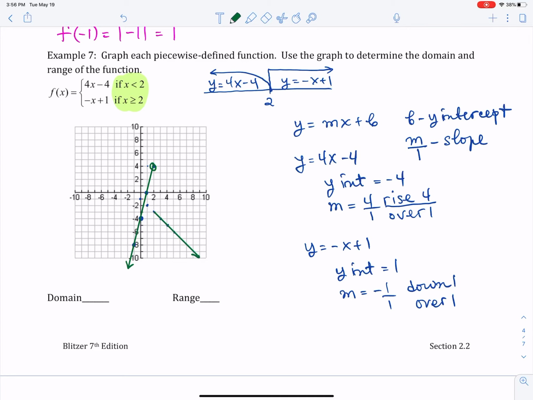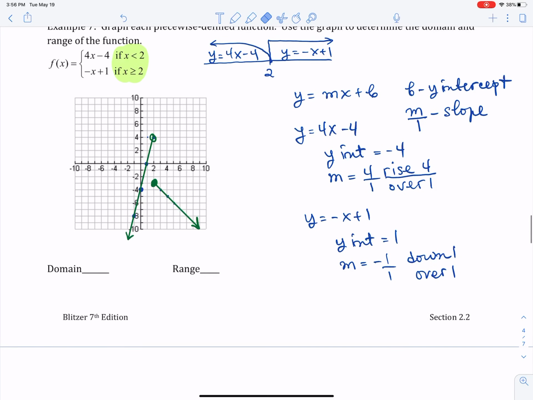These previous dots before 2 helped me graph, but they're not included in the graph because this graph starts from 2. So I'm going to erase them or ignore them. So this is how this function looks. There is a jump in this function. Let's see what the domain is.